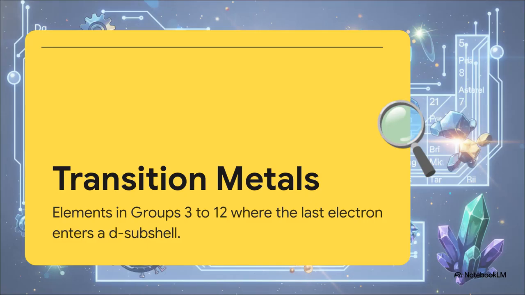Moving on to Section 2, D block, the transition metals. So, what exactly makes a metal a transition metal? Well, geographically, these elements are found smack in the middle of the table, spanning groups 3 all the way to 12. But the real defining characteristic, the VIP pass that grants them entry into this specific block, is that their very last electron enters a D subshell. That is the absolutely crucial threshold. It's really all about where that final electron finally settles down and finds its home.